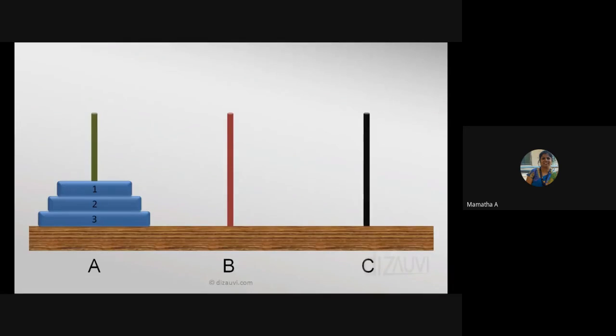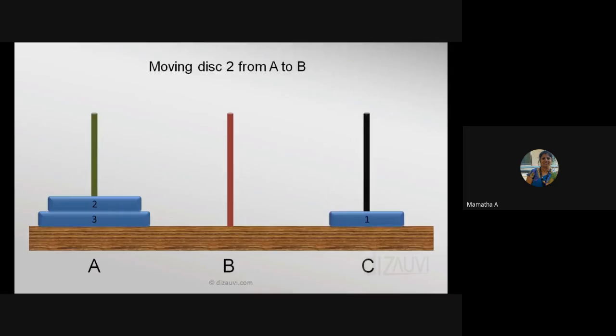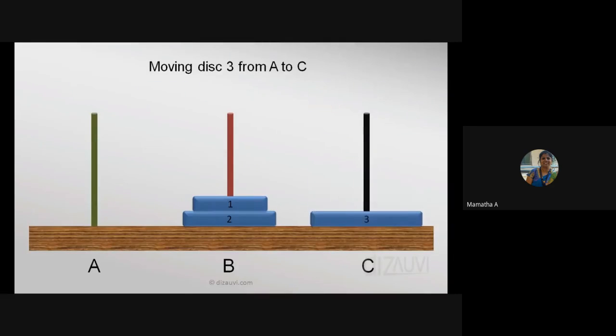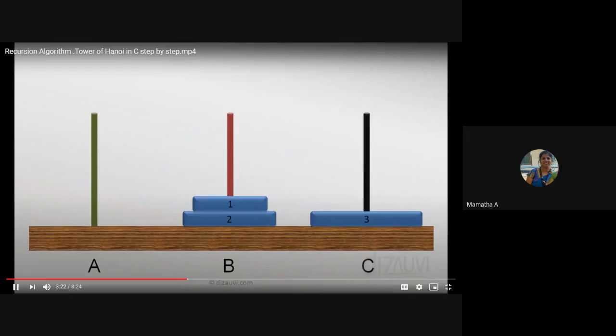So what we can do is that we move disk 1 to tower C from tower A, then move disk 2 from A to B, move disk 1 from C to B, move disk 3 from A to C, and now we would like to move both these disks 1 and 2 to tower C.